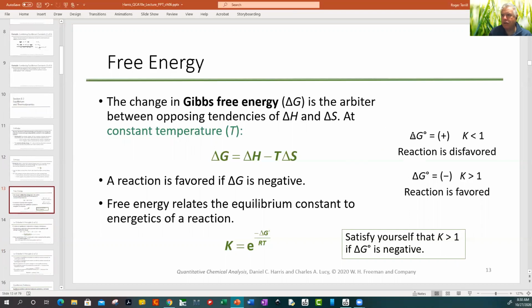But so if delta G is positive, then K is less than 1. If delta G is negative, then K is greater than 1. So negative delta G favors products, right? So here K is e to the minus delta G. And it's delta G naught, right? So K is related to delta G naught for a reaction.